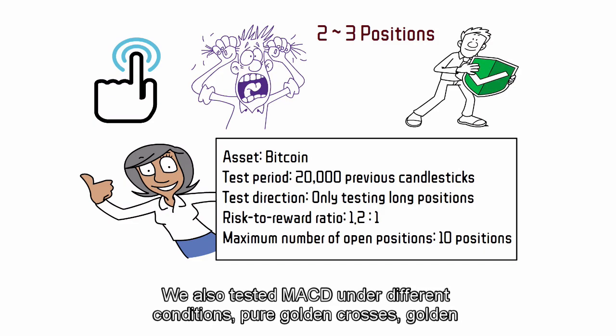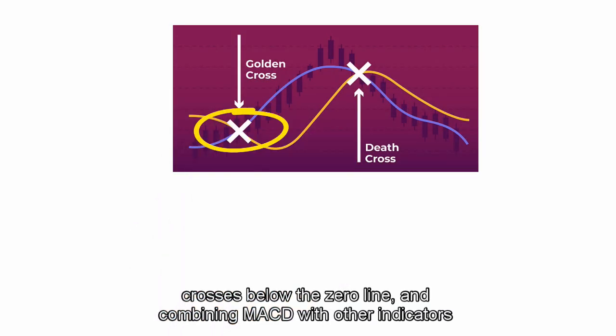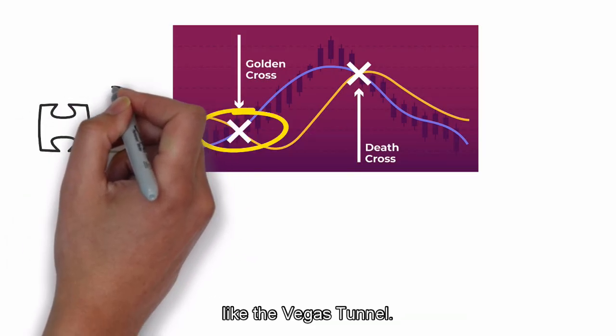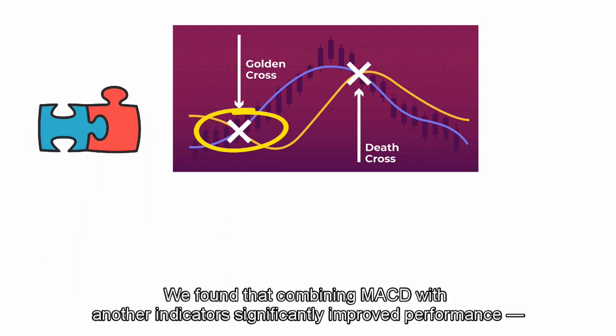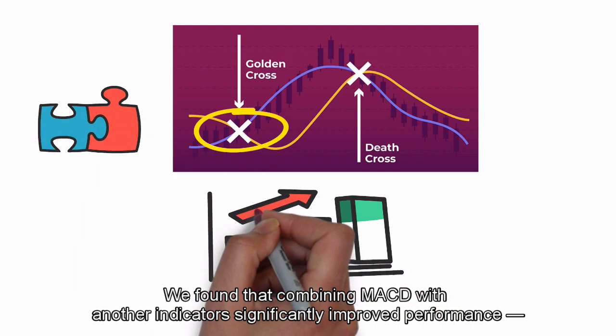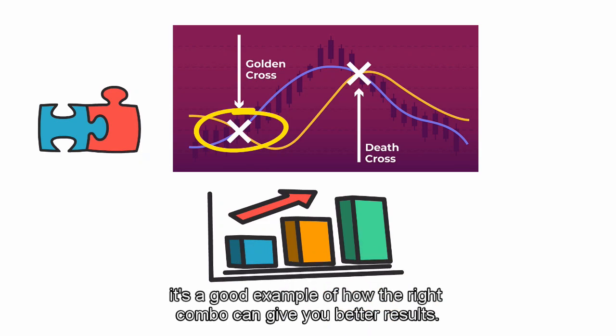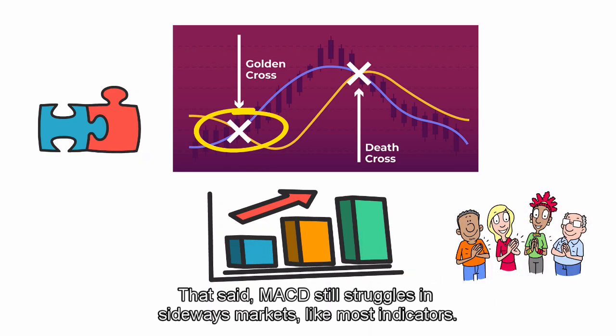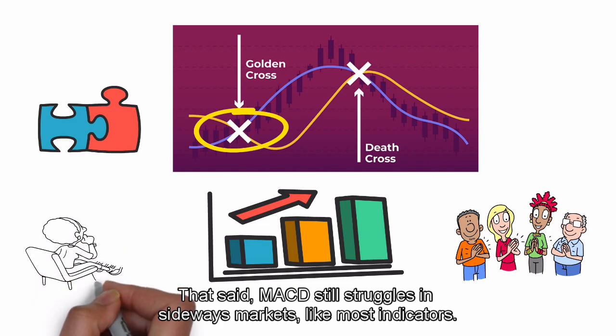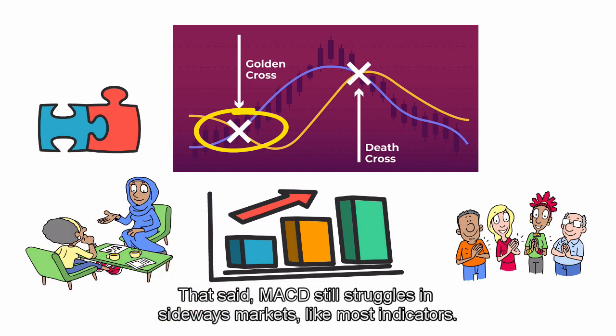We also tested MACD under different conditions: pure golden crosses below the zero line, and combining MACD with other indicators like the Vegas tunnel. The results were interesting. We found that combining MACD with another indicator significantly improved performance. It's a good example of how the right combo can give you better results. That said, MACD still struggles in sideways markets, like most indicators.